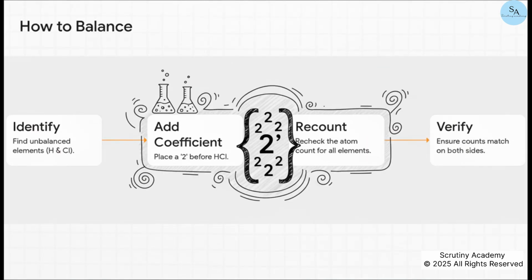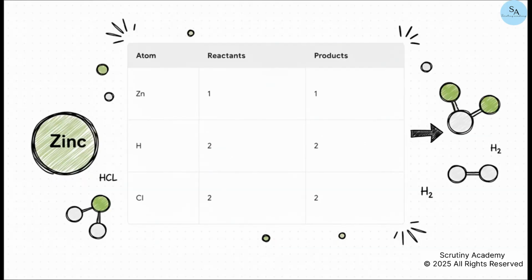We can fix this in just a few simple steps. The key is to place a coefficient, that's the big number, right in front of the HCl. And just like that, by adding that 2, our atom count is now perfectly matched on both sides. We have a beautiful balanced equation. Zn plus 2HCl goes to ZnCl2 plus H2.